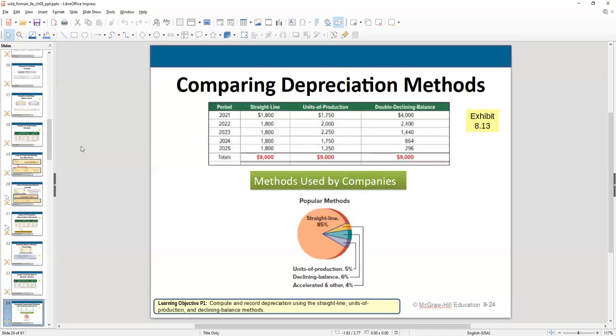You can see in comparing the different depreciation methods, the end result's going to get you to the same place. All three are going to depreciate that piece of equipment down to $9,000. It says that the most common method used is straight line. That's probably because of the large amount of real estate that's owned, and when you have buildings, you have to use the straight line method. So that's probably more of a reflection of how much real estate companies own than anything else.